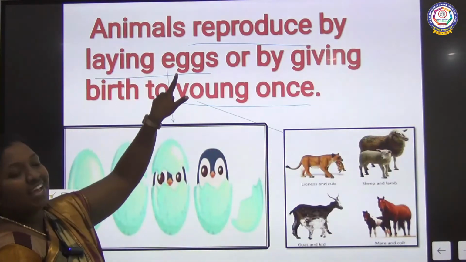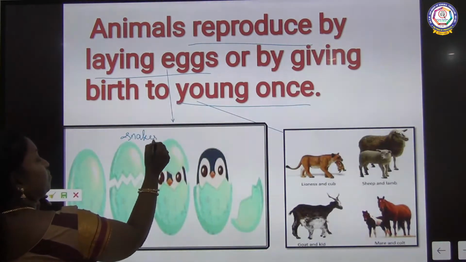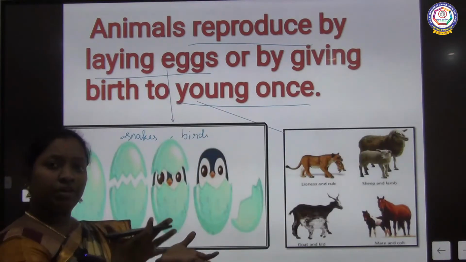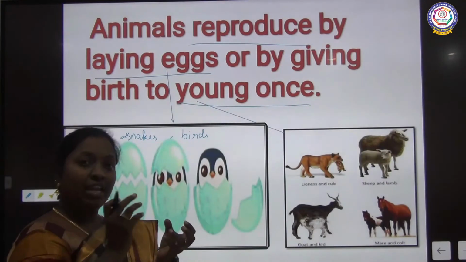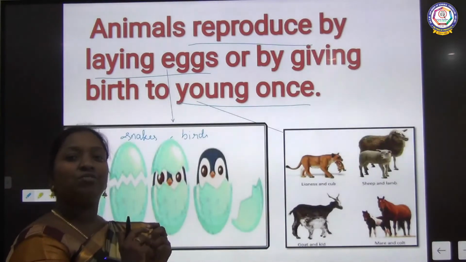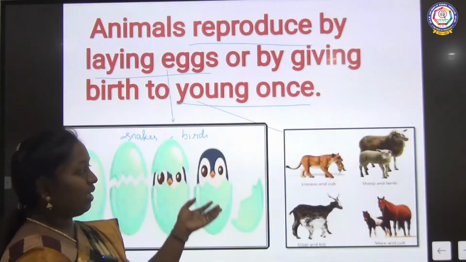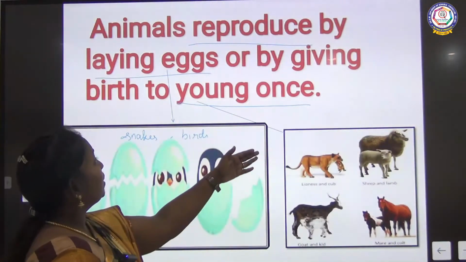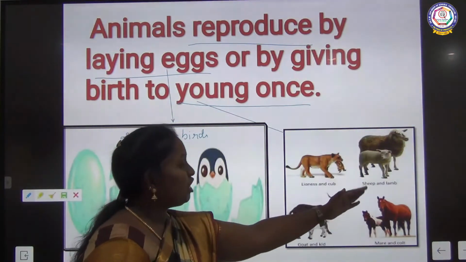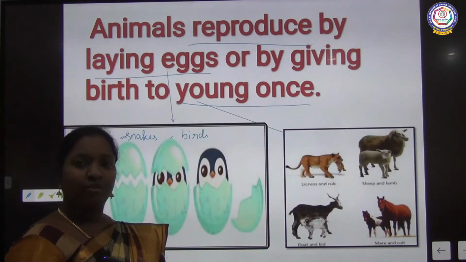I told you about laying eggs. Snakes and birds are some of the animals that lay eggs. Hatching out of the egg, small young ones come out. In this way some animals reproduce by laying eggs. Some animals reproduce by giving birth. Examples are lions and calves, sheep and lamb, goat and kid, horse and colt. Likewise, we can have many examples.